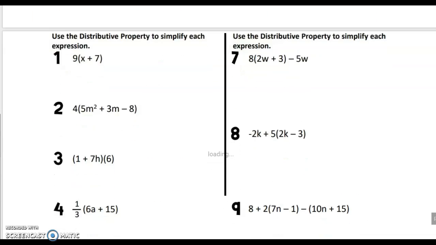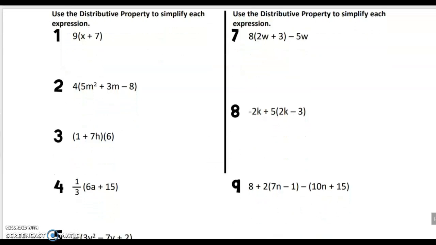On this next page, what I'm going to do is just two problems, and then I want you to finish doing the rest of the problems for examples and then check them on the answer key. So let's take a look here at number 8. I'm going to start there. I have a negative 2k plus 5 times the value of 2k minus 3.